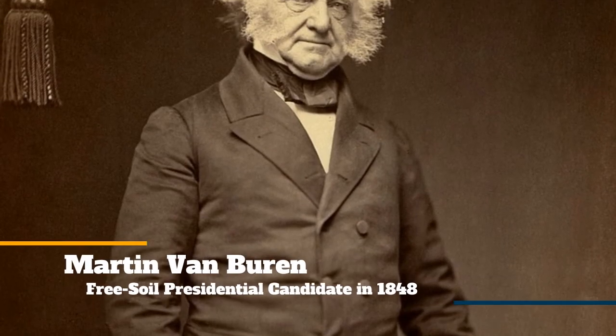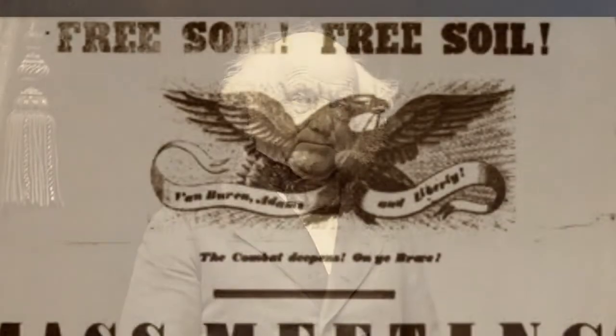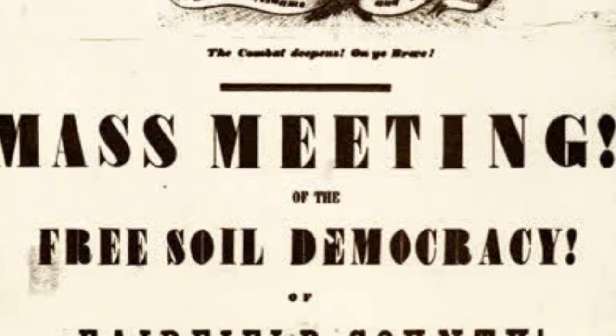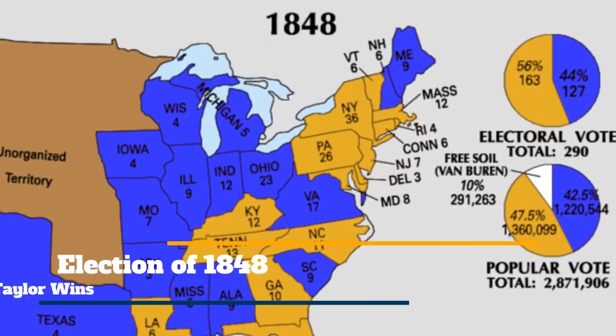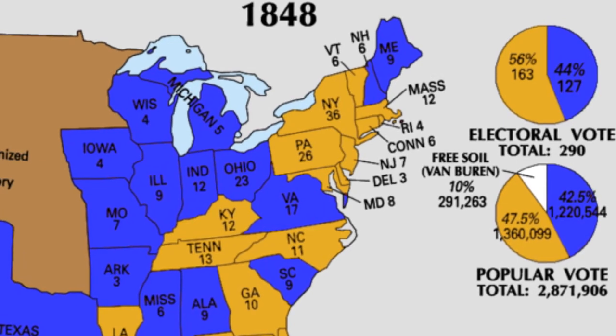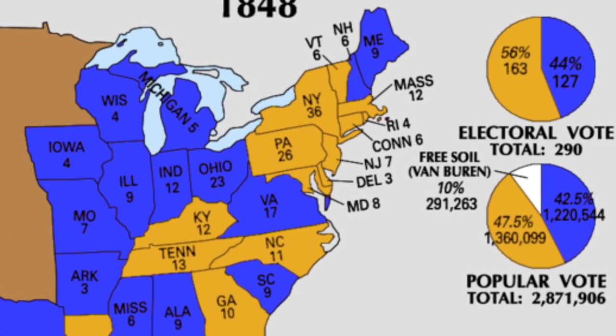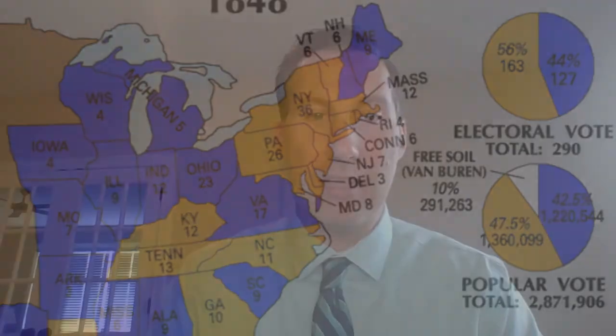Shouting slogans such as "free soil, free men," the Free Soilers wanted to contain slavery to the South so that free white workers in the West would not have to compete for jobs with slaves. In the election of 1848, Taylor eventually won the presidency. But the Free Soil Party's success in the North signaled an increase in sectionalism within American politics that would only continue to increase throughout the 1850s.